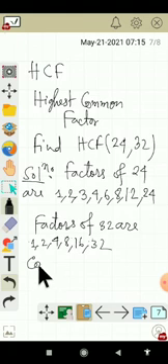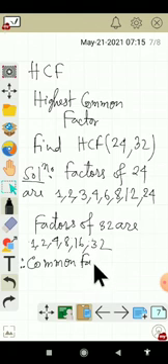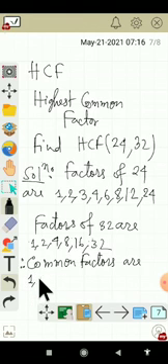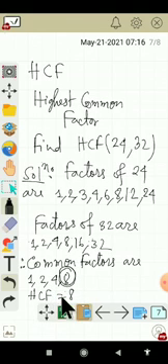Now common factors. What are the common factors here? 1, 2, 4, 8. These are the common factors. And what is the highest between these common factors? So 8 is the highest, and HCF is equal to 8. So 8 is the highest number in these common factors. That's why the highest common factor is 8.